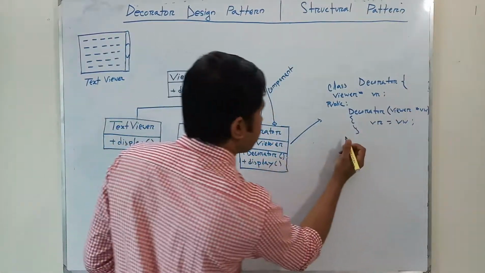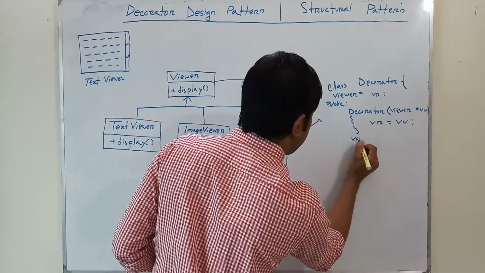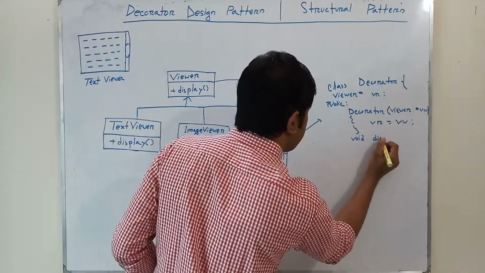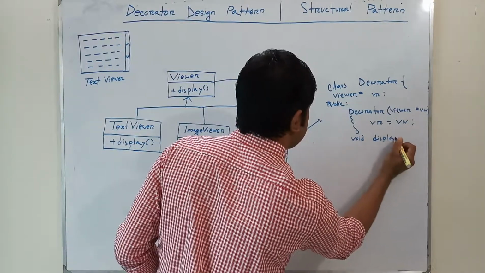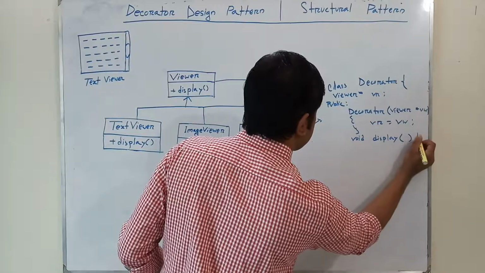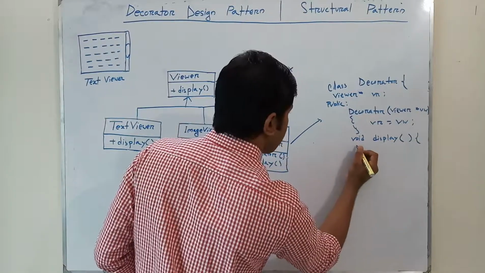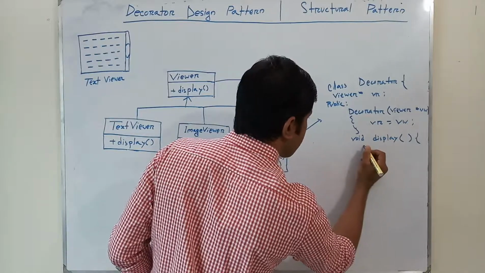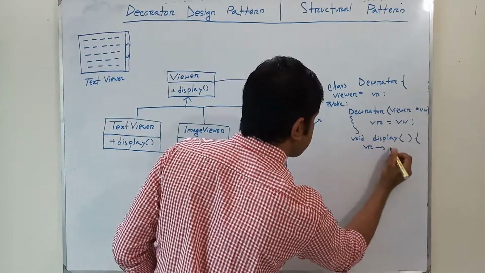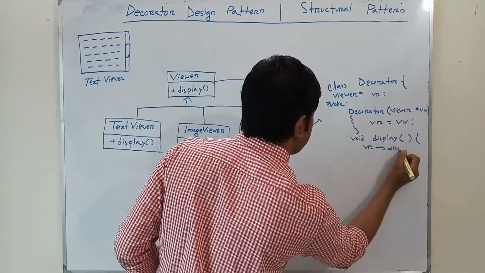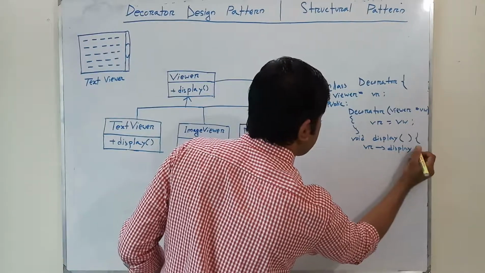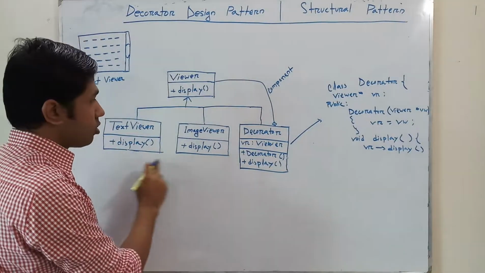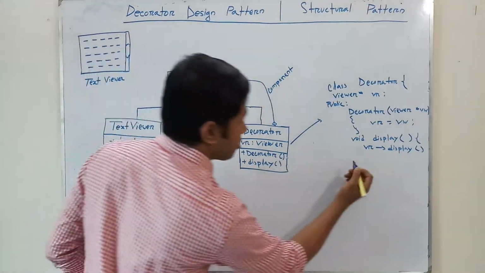And the display function works like void display. It calls our stored object's display function, that is VW display. By calling this, it will call our TextViewer display function or our ImageViewer display function.